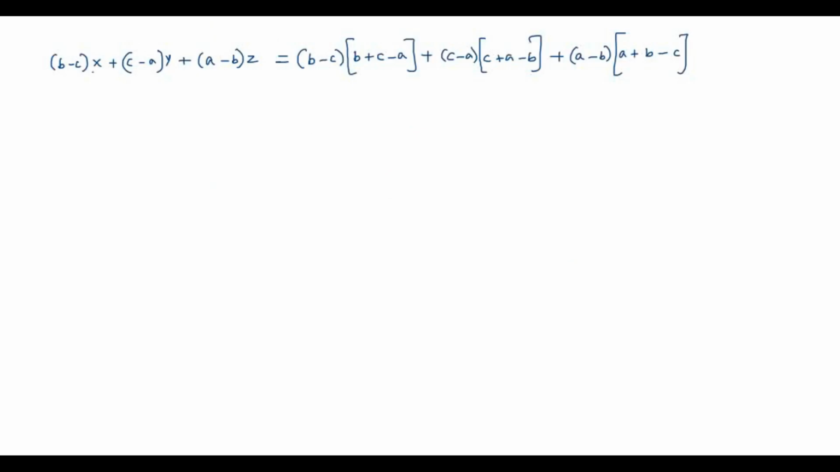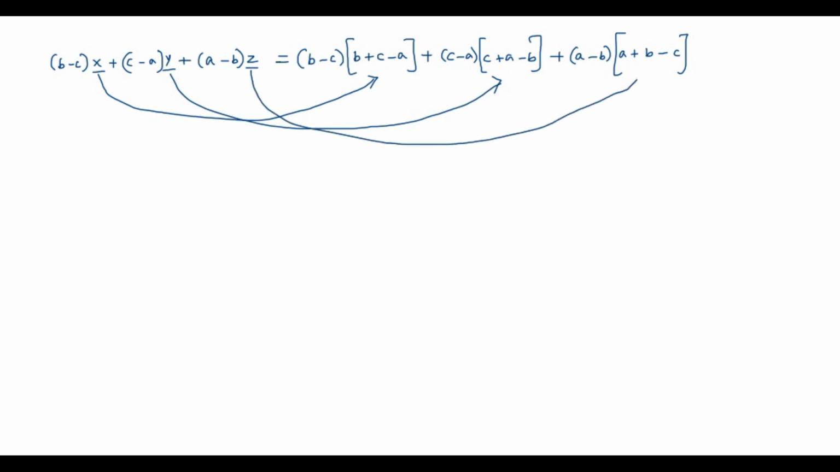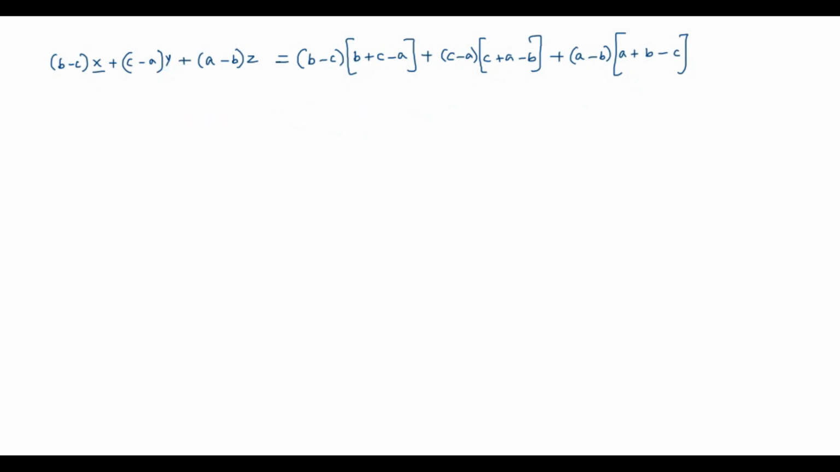Here I have substituted the values of x, y and z into the given expression. That is, for x I have substituted b plus c minus a, and for y I have substituted c plus a minus b, and for z I have substituted the value a plus b minus c. Now we have to simplify this expression. Before doing the simplification, I am going to consider b plus c as a separate term, c plus a as a separate term, and a plus b as a separate term.